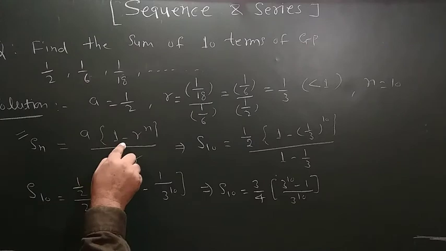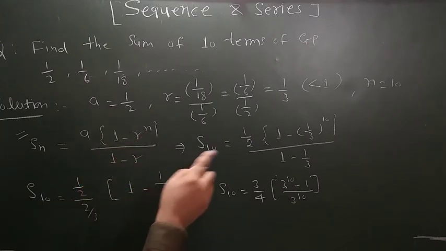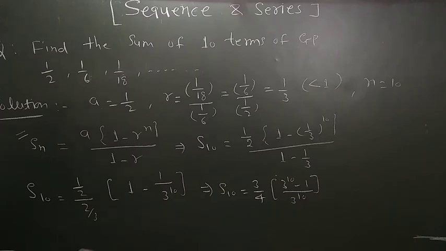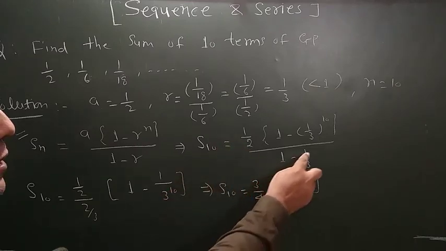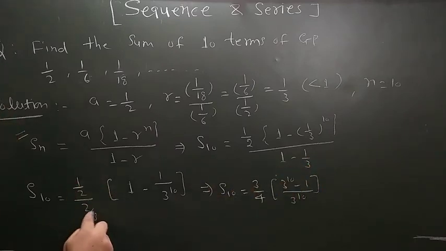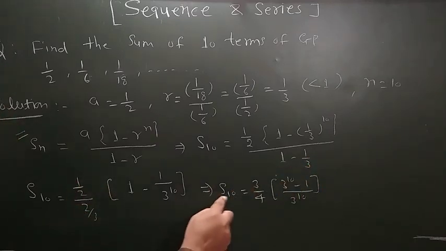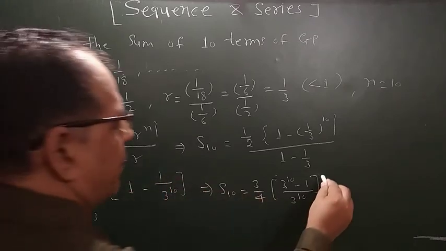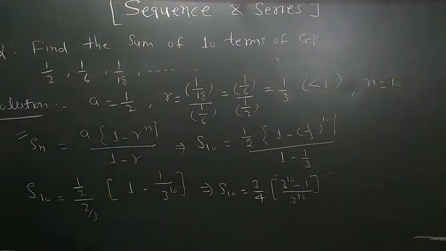So S10 equals a(1 minus r^n) upon (1 minus r), where a is 1 upon 2. Put in the values and find the sum. So here 1 upon 2, there 3 minus 1, that means 2 upon 3 after inverting. This becomes 3 upon 4, 1 minus, after LCM, 3^10 minus 1 upon 3 to the power n. So this is the sum of n terms.